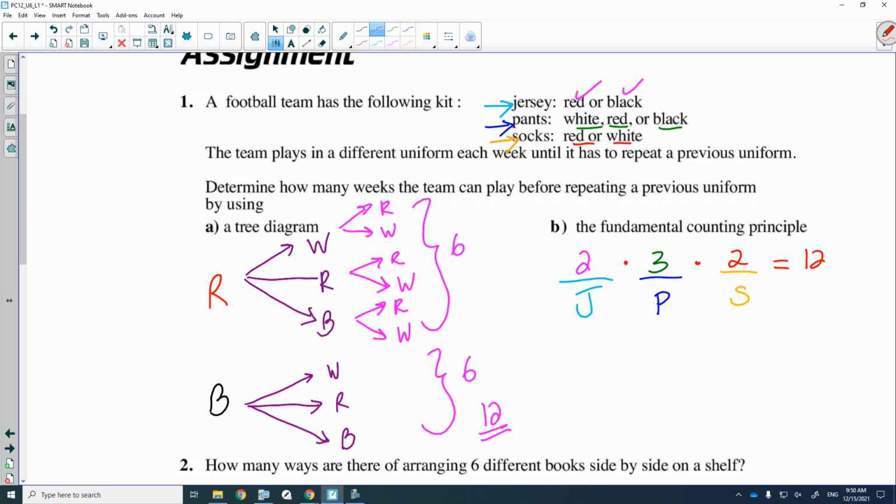So the same number, whether you're doing your tree diagram or whether you're doing the fundamental counting principle, you will get the same answer. Or sorry, you would not do a tree diagram on a test. It would take way too long. You will always do the fundamental counting principle.